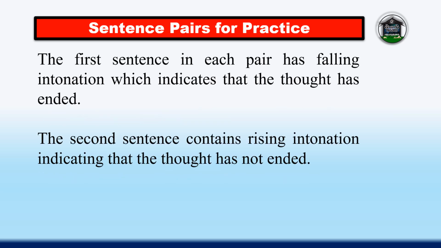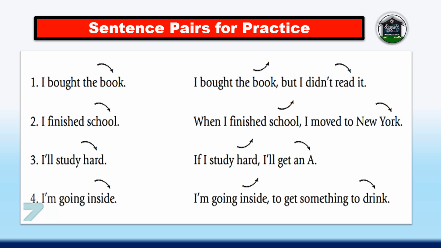Sentences for practice. Listen to the difference in intonation between these two sentence pairs. The first sentence has falling intonation, which indicates that the thought has ended. The second sentence contains rising intonation, indicating that the thought has not ended. I bought the book. I bought the book, but I didn't read it.